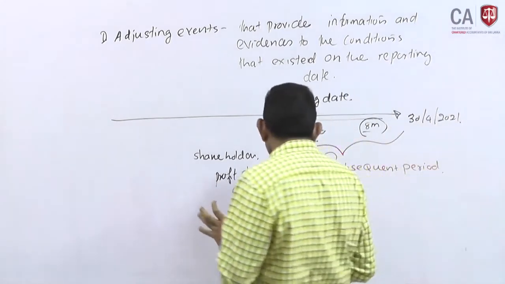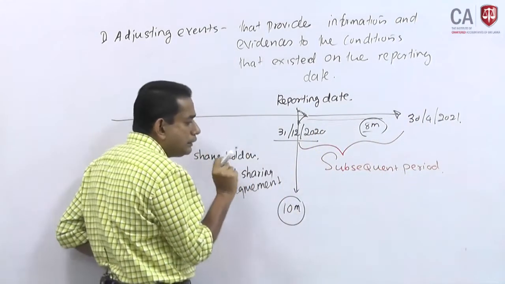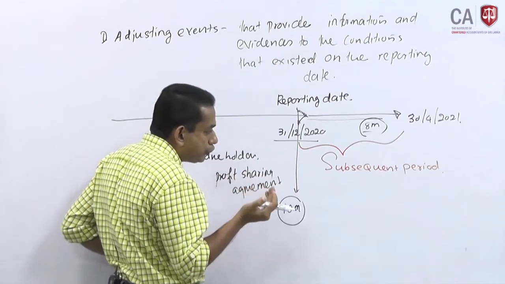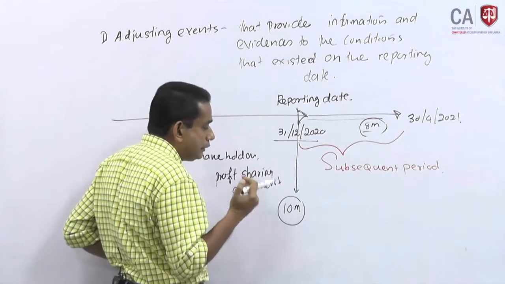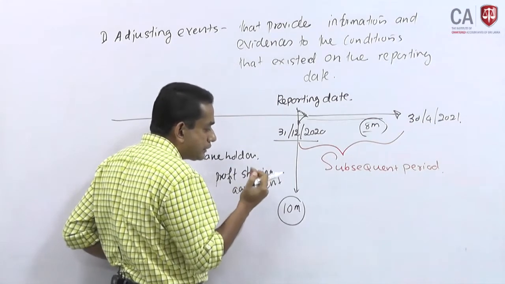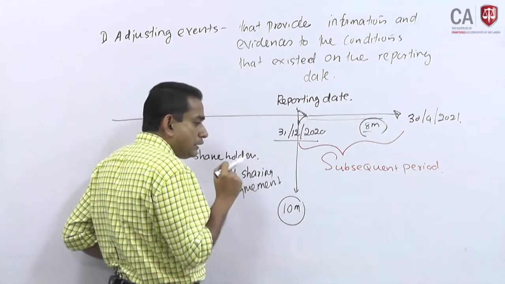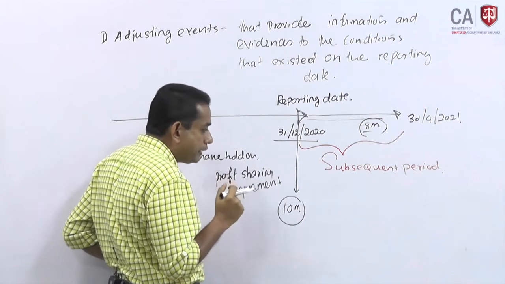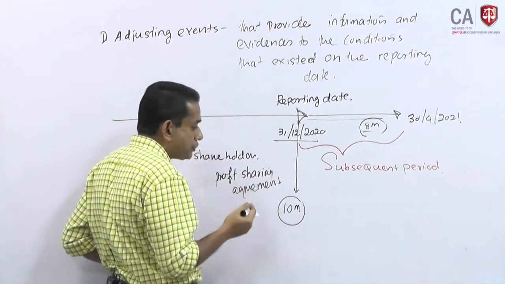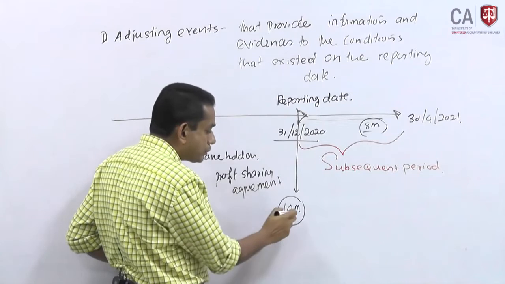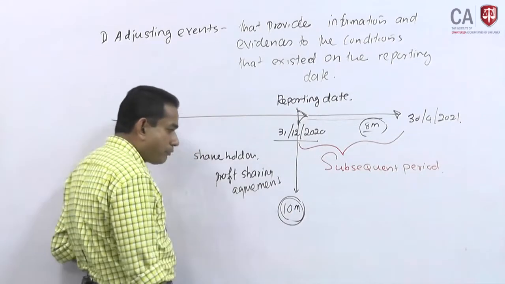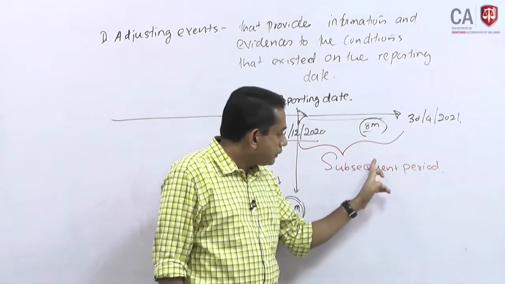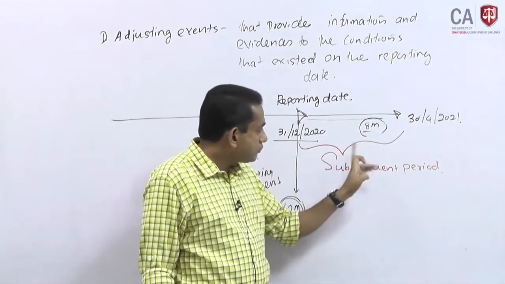Now, there has to be a condition to which the events that occur in the subsequent period provide evidence and information. So, what is the condition which is existing on the reporting date? The very condition that is existing on the reporting date is the profit that has to be shared. So, what is the profit to be shared? It is not the 10 million profit that is to be shared. It is 8 million, and this 8 million became apparent not on the reporting date but during the subsequent period.